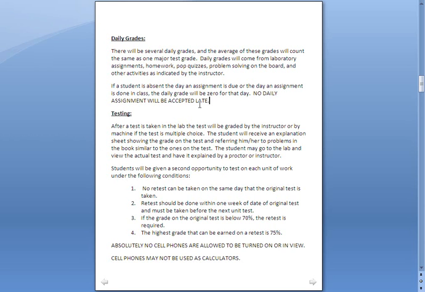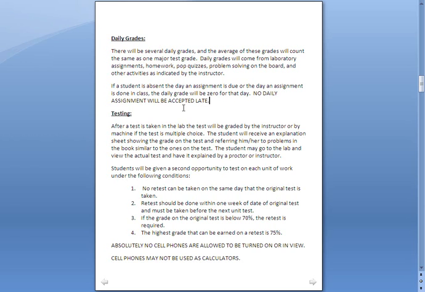So let's talk about testing. This class is unique. It's a developmental class, and so in this class, you get 2 opportunities to pass a unit test. And so let's say, for example, you take test 1 and you make a 55. Well, again, in this class, 70 is passing. So that means you would be given an opportunity to retest. Now, in order to retest in my class, you have to do the retest problems. And so if you fail a unit test, you want to do the retest problems and go to the math lab and take the retest.